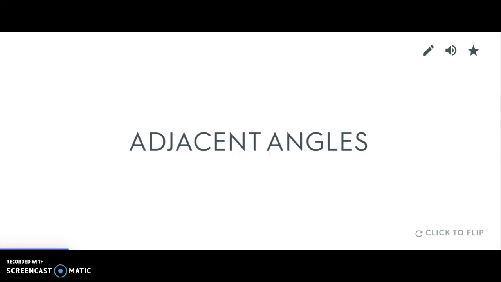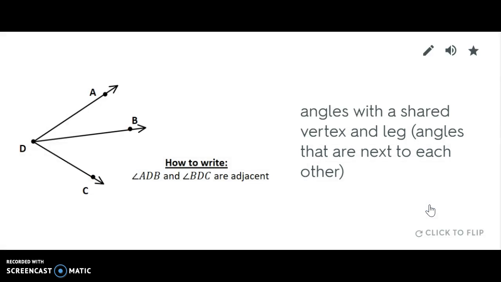All right, what we're working with today is section 1.6, which is angle pairs. The first thing we have is adjacent angles. And adjacent angles, you should know what the word adjacent means. Some of you might be sitting adjacent to a classmate. Adjacent means that you're next to. And so adjacent angles are angles that are next to each other.